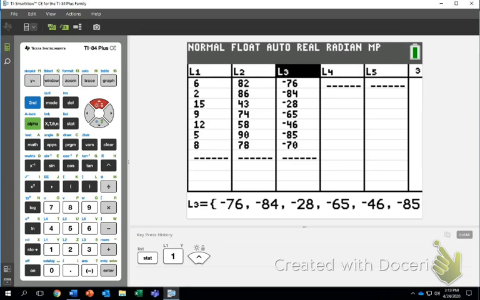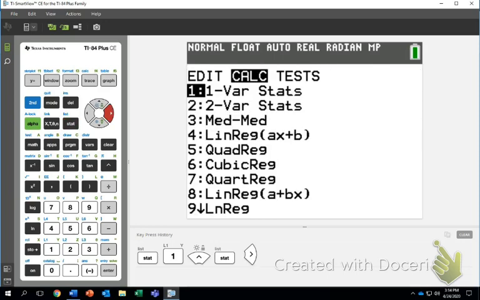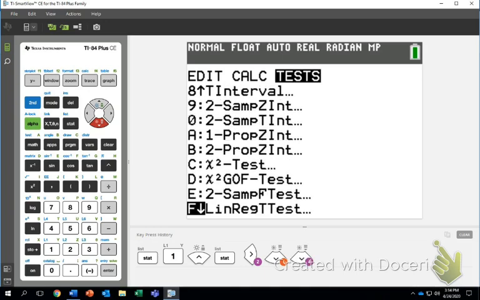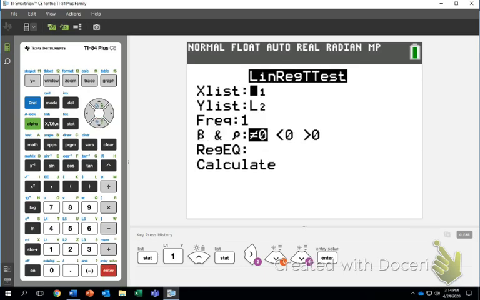And so I'm going to go to statistics, I'm going to go to my tests, and I'm going to scroll down to F. F says linear regression t-test. I'm going to click that. Make sure my L1 is in X, my L2 is in Y.